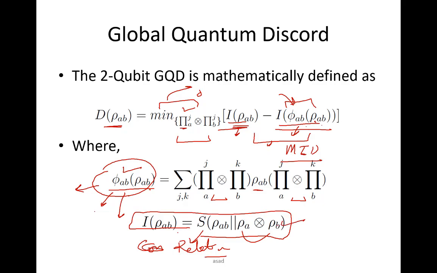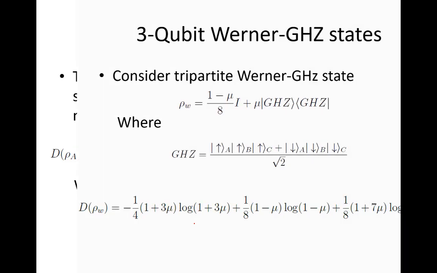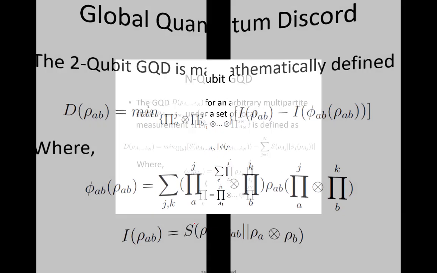Then you will use this formula for phi. You will subtract both informations, the quantum information and the total information, after making measurement on both parties. So let me just come to the point. This is the definition of discord.